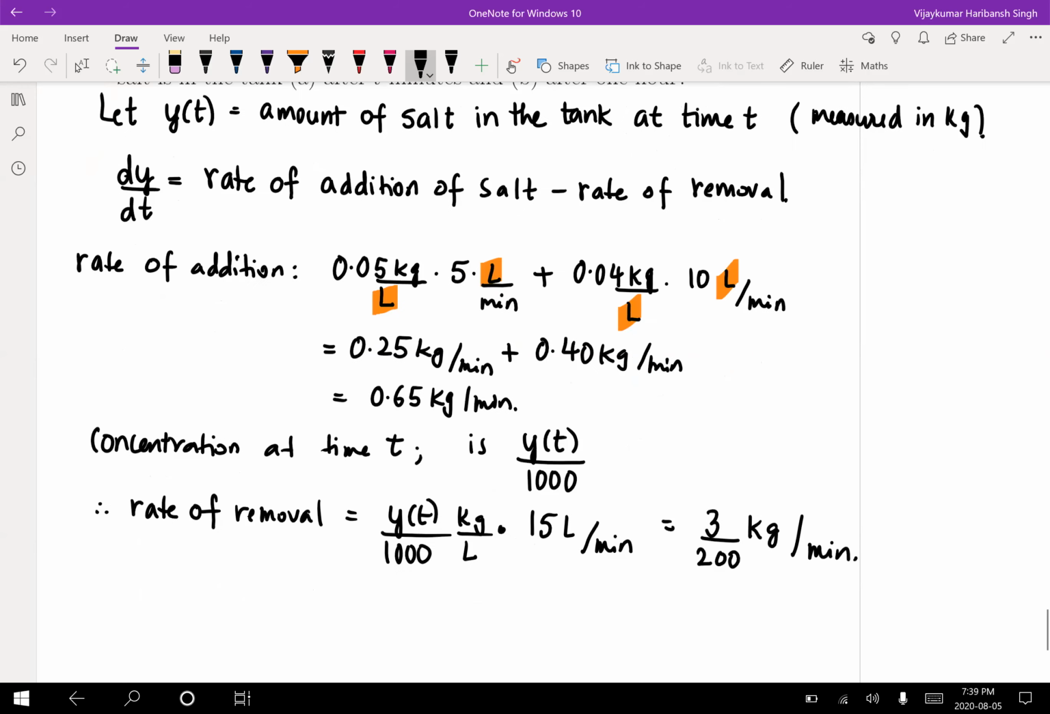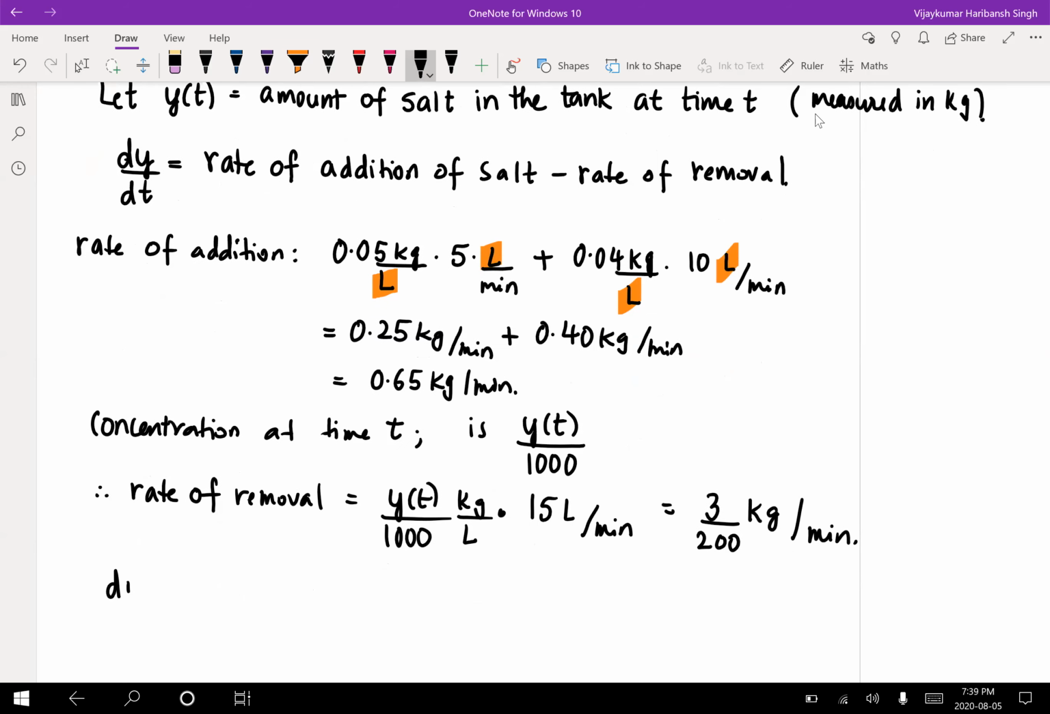So therefore we get dy by dt equals rate in minus rate out, which is 0.65 minus 3 by 200 multiplied by y, right? Because y is also there.